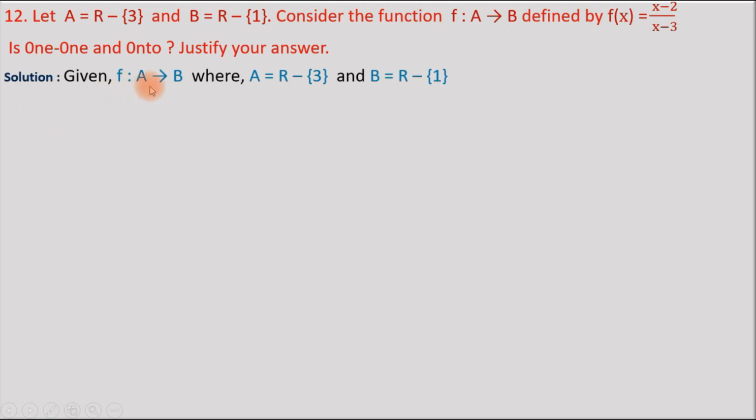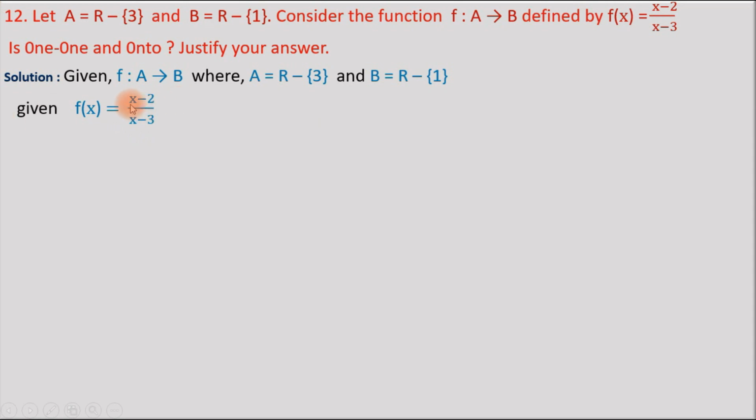Given f from A to B where domain A is real numbers minus 3 and codomain B is real numbers minus 1, and given f of x equals x minus 2 divided by x minus 3, this is an improper fraction. We can reduce this into a sum of a proper fraction. Look at the denominator. We have the term x minus 3.